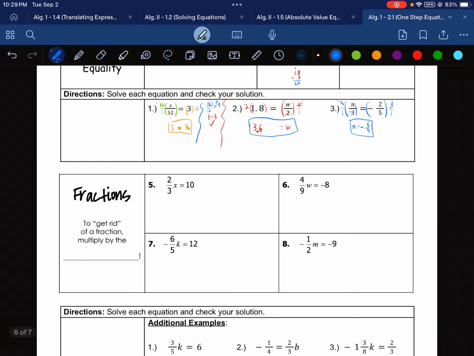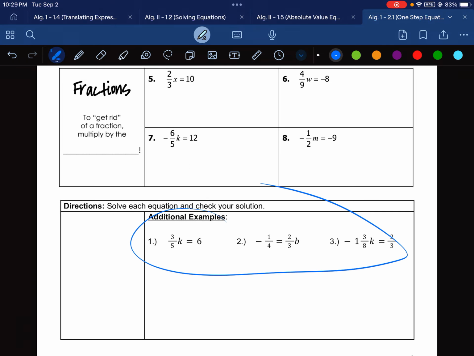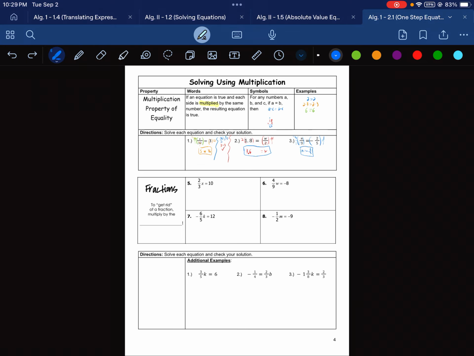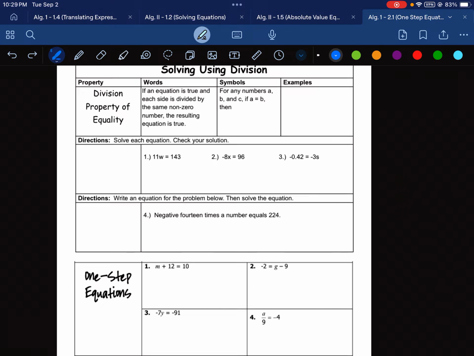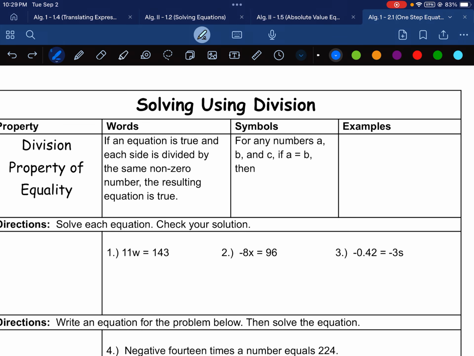Let's go on to... I'm actually going to skip this section for a moment, but I'm going to come back to it, okay? So let's just put a pin in that and these for a moment. It's more of the same, and I'm going to come back to those after we do the division.